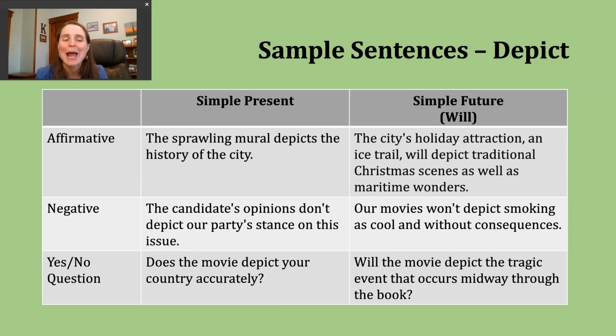Now, let's take a look at a yes or no question in the simple future. To do this, start with will, then you're going to have your subject, then the base verb. Here's my last example. Will a movie depict the tragic event that occurs midway through the book? So maybe this has happened to some of your favorite books. You read it, maybe years go by, and eventually the book becomes a movie. I know a few times this has happened. I go to see the movie because I'm so excited. I love this book, and then it's just not as good.